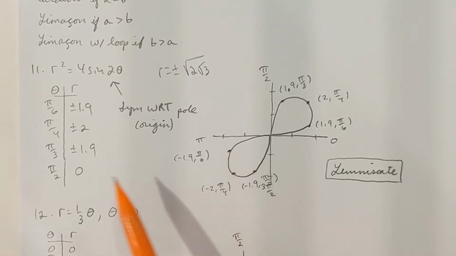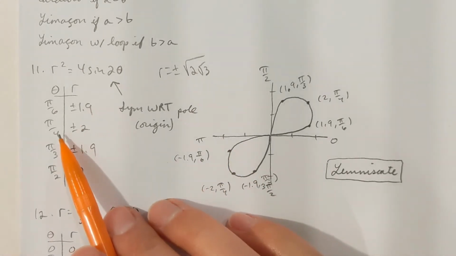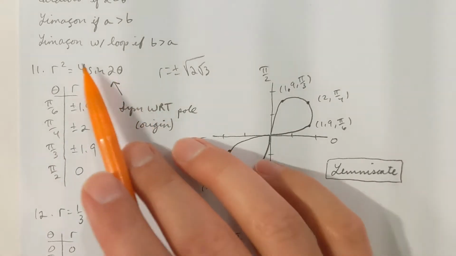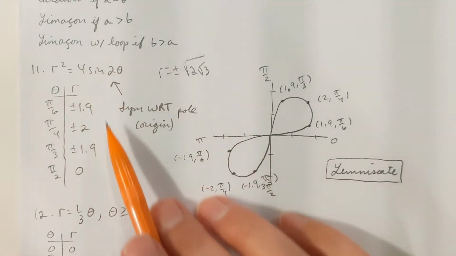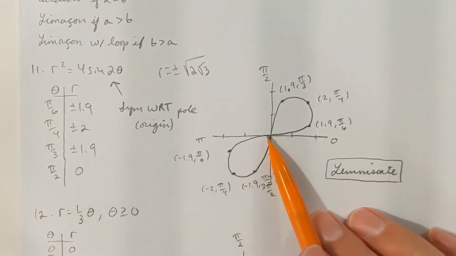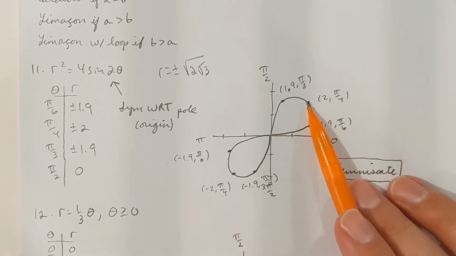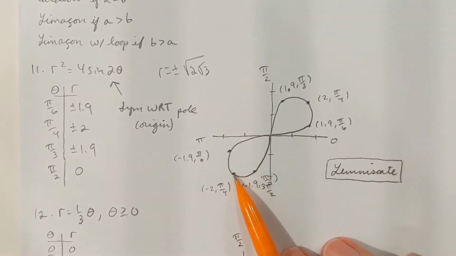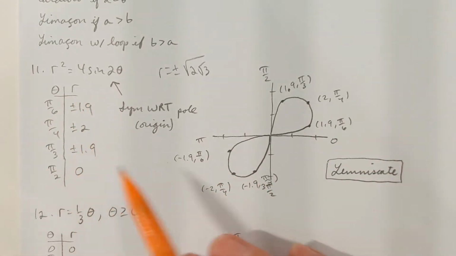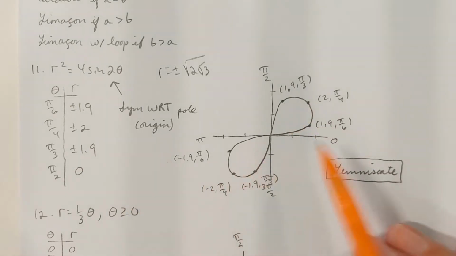Okay, and how about if theta is pi over 4 next? 2 times pi over 4 is pi over 2. Sine pi over 2 is 1. Times 4 is 4. r squared equals 4 means that r would be plus or minus 2. Okay, so on the pi over 4 axis, go out 2 units. Also go in the opposite direction 2 units. And of course, for any theta value I select, I'm going to have a plus or minus deal here. So there are going to be 2 points that I'll need to plot.